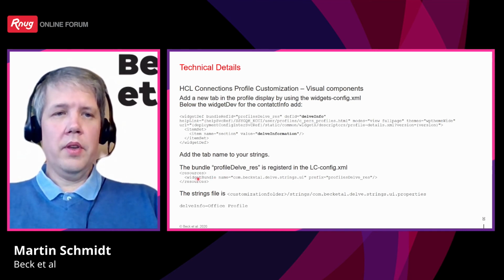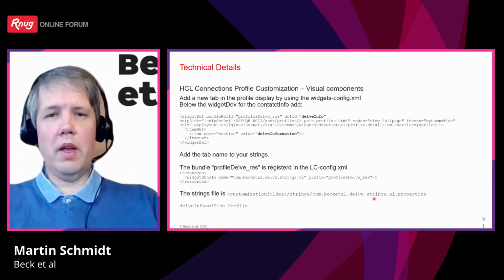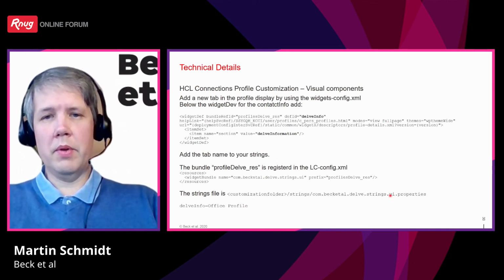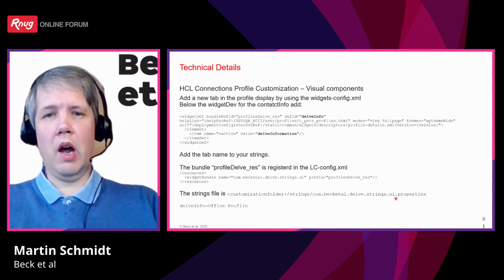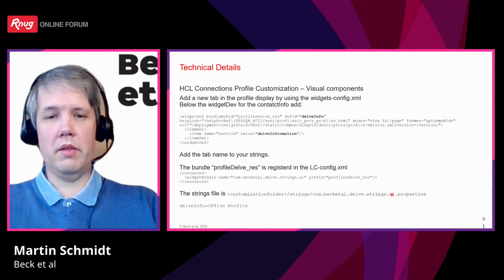In the profiles config, you have to register your strings customization, and then you create your string customization. And here the delf info, this is the ID here. You say for the ID, translate it to this one. If you want to have different languages, you can simply add more language files. You add after this UI _RU for Russian, and then you put in here the Russian translation. So this one is the default translation, and you could use other languages as well.